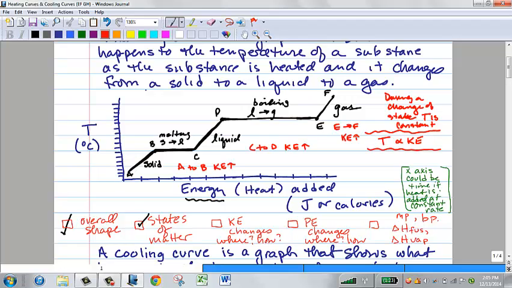Places where the temperature is flat, the temperature is constant, and the kinetic energy is constant: the substance is changing from solid to liquid or liquid to gas. You will always be looking at the portion of the curve where the temperature is constant during a change of state. Molecules of a gas have a much higher degree of freedom than the molecules of a liquid.